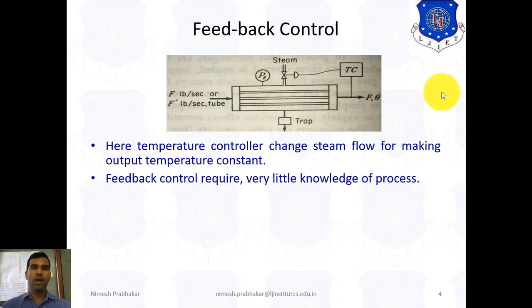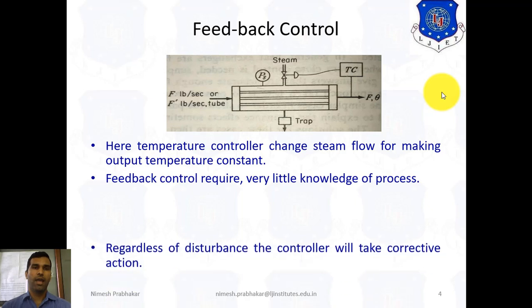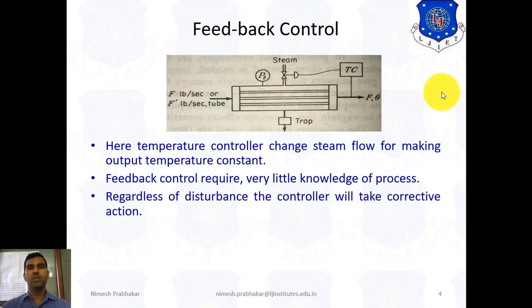Feedback control requires very little knowledge of the process. This is a very simple controller, and regardless of the disturbance, the controller will take corrective action.